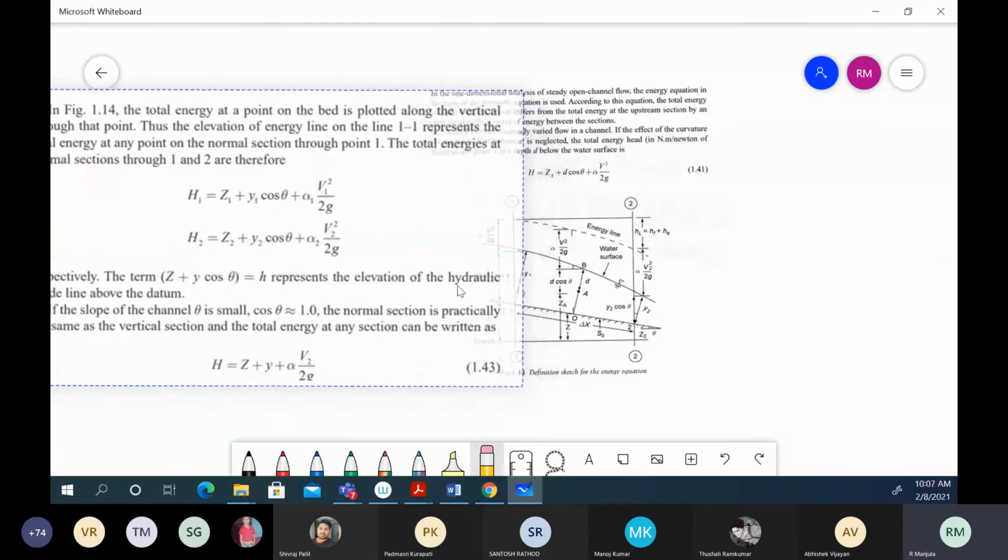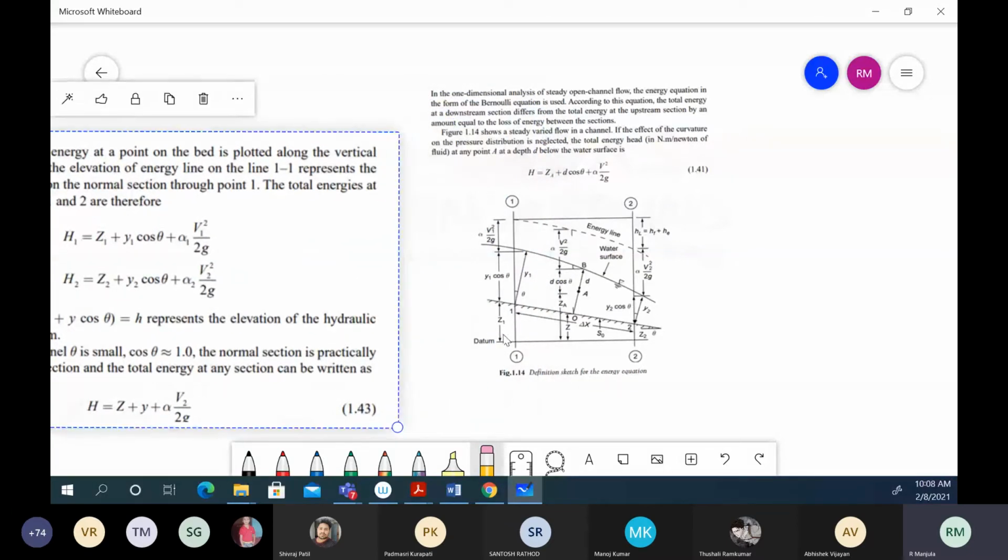datum. Since theta is very small, we can take h equal to z plus y plus alpha v square by 2g. If alpha 1 is different at section 1 and alpha 2 at section 2, you can take alpha 1 and alpha 2. This is the energy equation. In most channels, theta is less than 10 degrees, and we can neglect the cos theta.